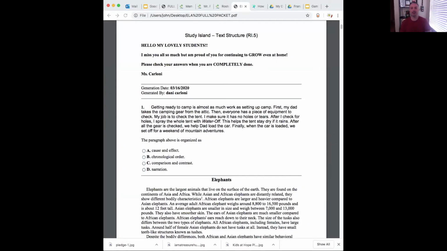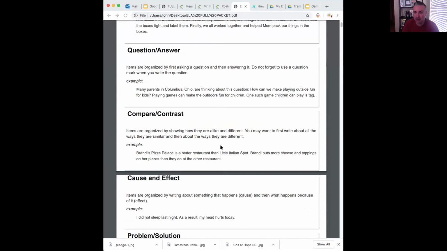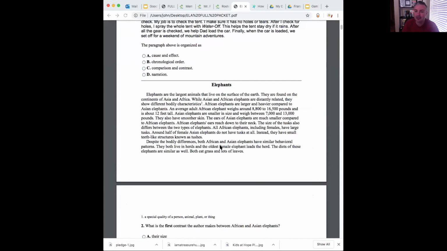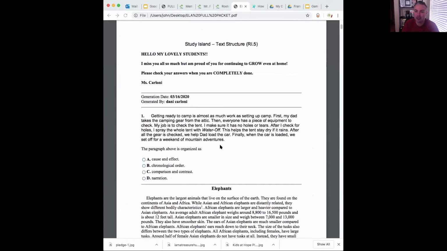Here's what Ms. Carloni has put out as the packet. So what you would do is read this and then decide, based on what we've seen here, what your answer would be. So let's do number 1 together. I'll read it, then we'll go through the questions and decide which one is correct. So this would be an I do.